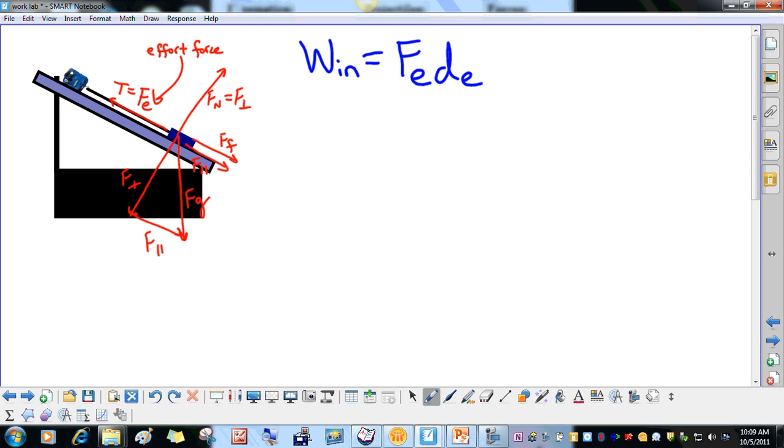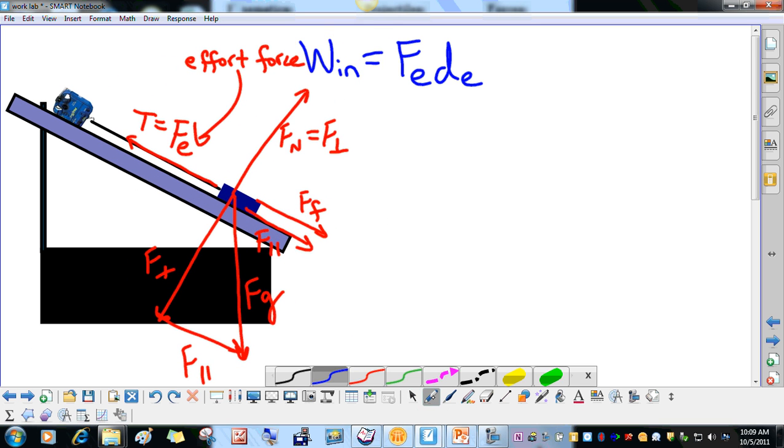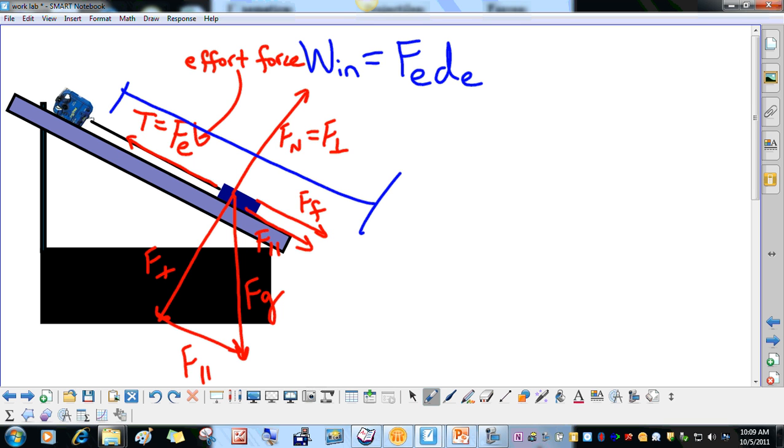So let's go back over to our picture and identify our effort force. Effort force. Here, I'll do that in blue. Where's my effort distance? Amy? Good. So it's how far it traveled. That's going to be our d_e. How far the block traveled along the ramp. That's our d_e. Very good.